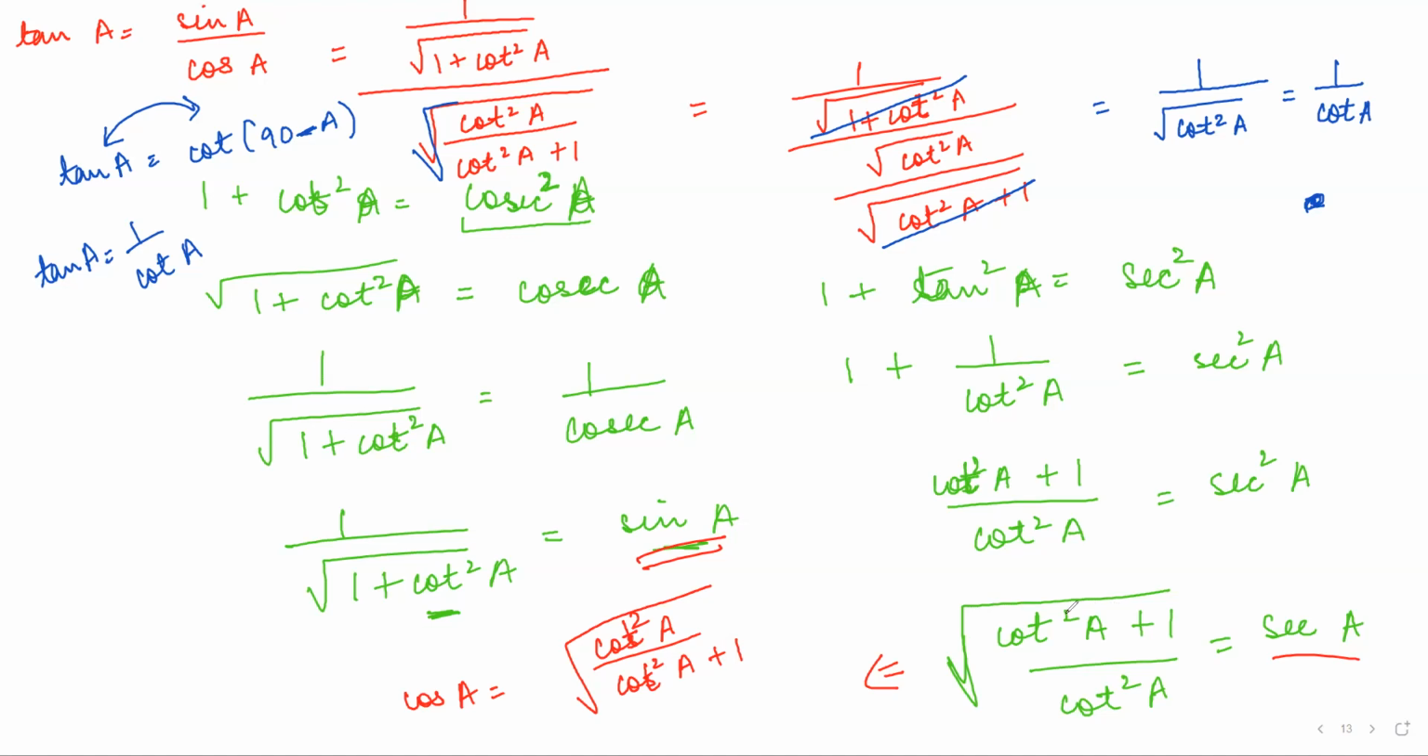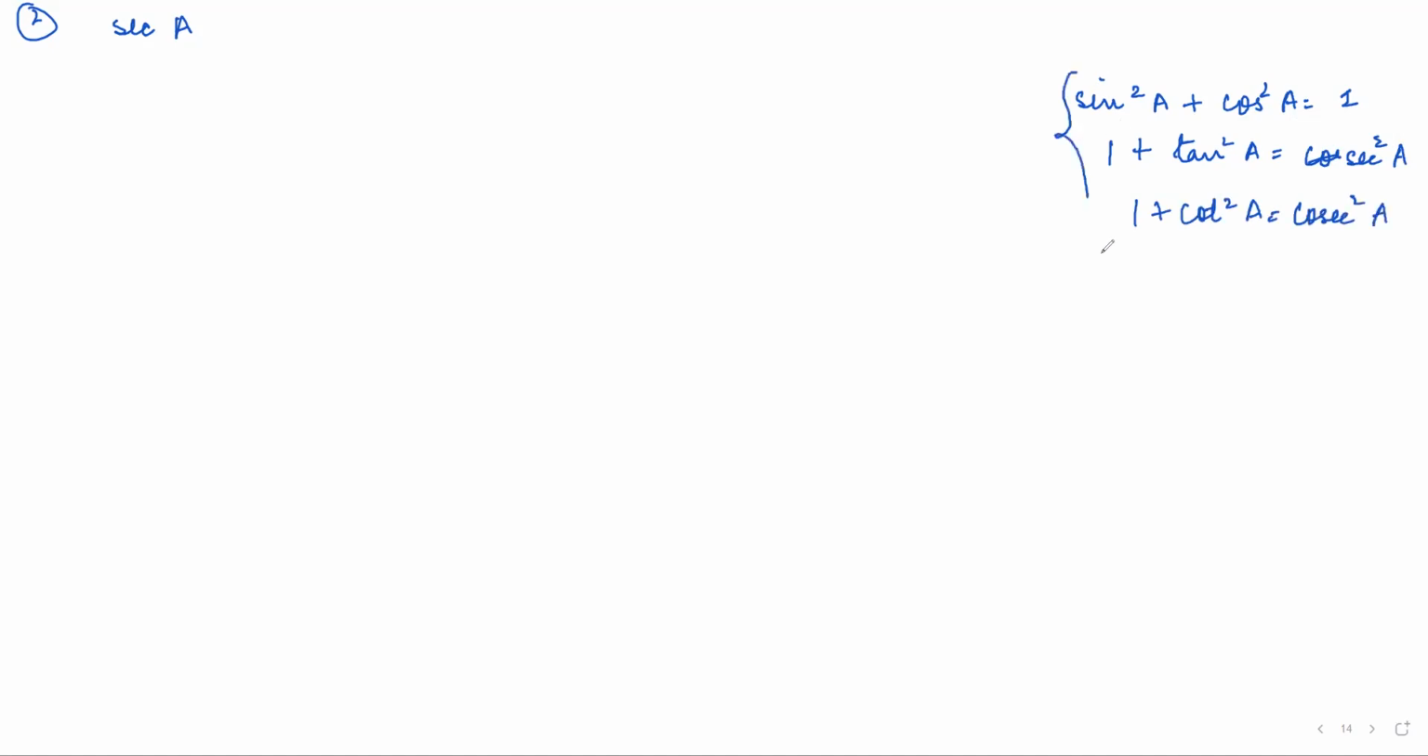Okay, ma'am. Right. Second question. So one value is sec A and you have to convert others in terms of sec. So let's start. Now note down whatever identities you have. First of all, there are 3 only. Sine square A plus cos square A is equal to 1, right? Next is 1 plus tan square A is equal to what? Sec square A. And then 1 plus cot square A is equal to cosec square A. So just keep them in mind, in front of you.